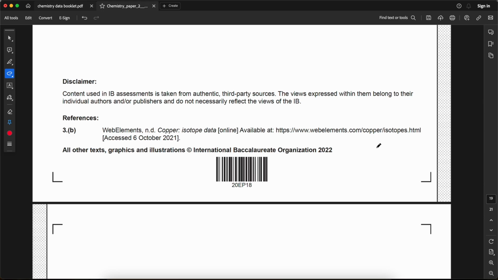So that's all for the Chemistry Standard Level Paper 2 November 2022 explanation.